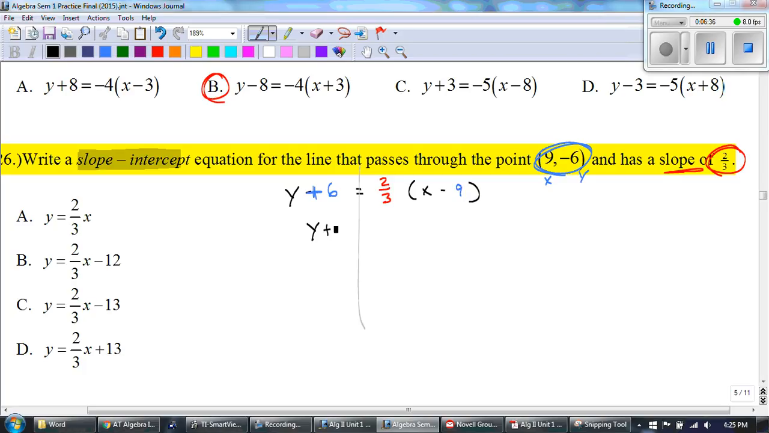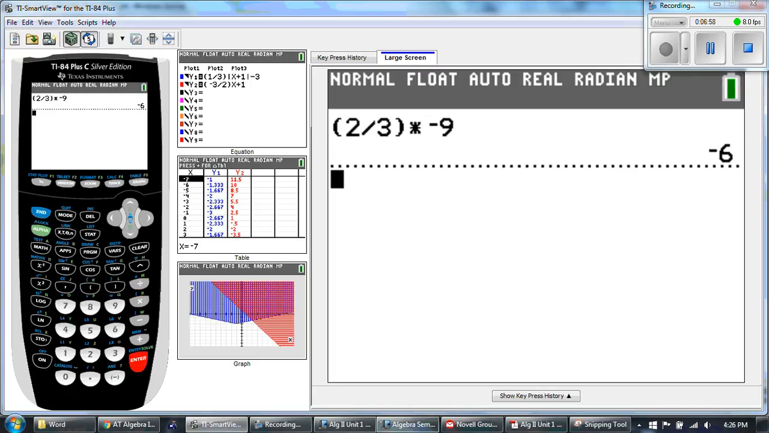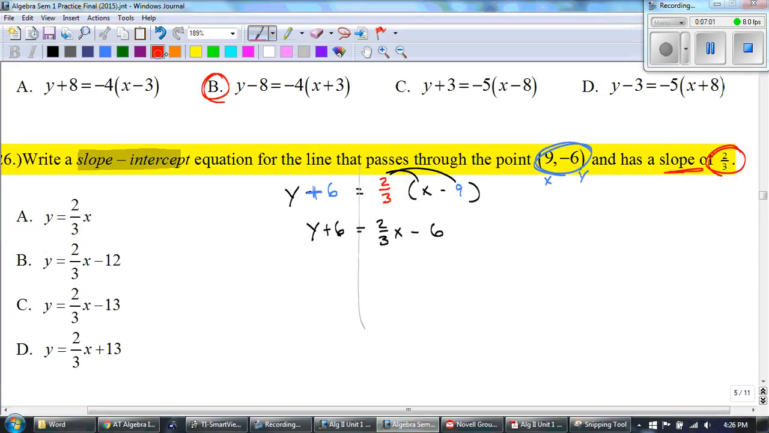So to solve, we have to distribute. So that's 2/3 x, and then 2 times 9, 18. 18 divided by 3 is 6. And if you don't believe me, use your calculator. 2/3 times -9 is -6. Okay, and to get the y by itself, we subtract the 6 to both sides. So we get 2/3 x minus 12.